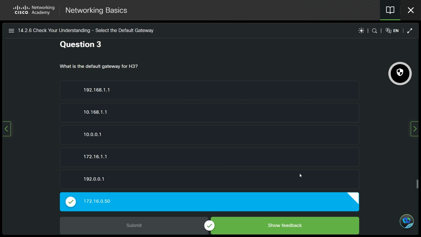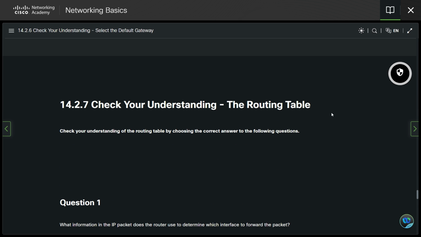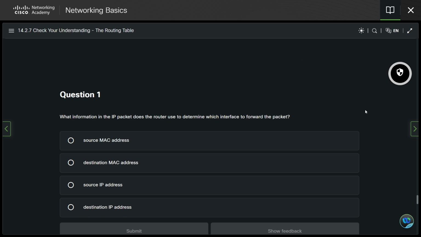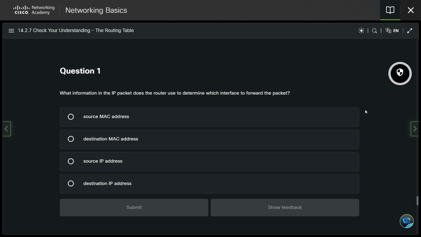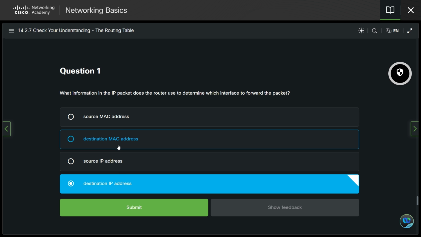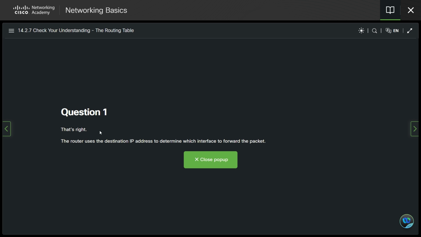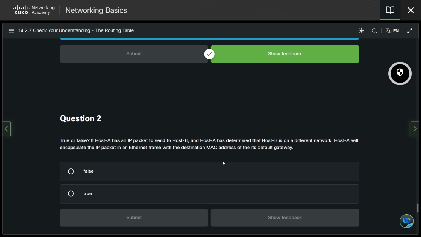That's right. Check your understanding: the routing table. Question 1. What information in the IP packet does the router use to determine which interface to forward the packet? This is the destination IP address. That's right, the router uses the destination IP address to determine which interface to forward the packet.